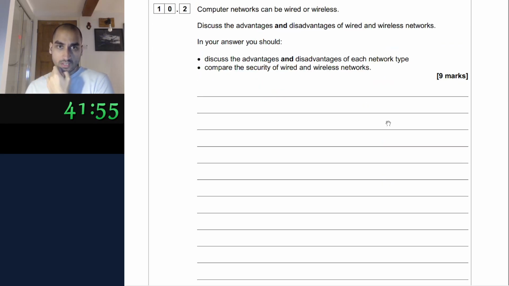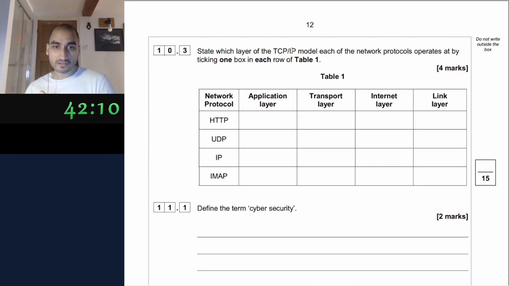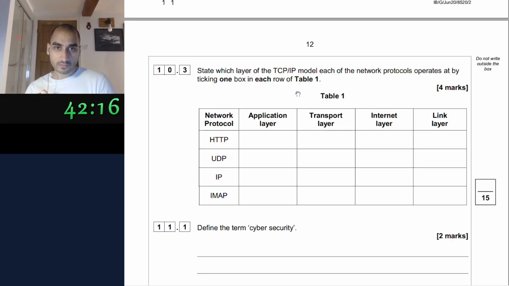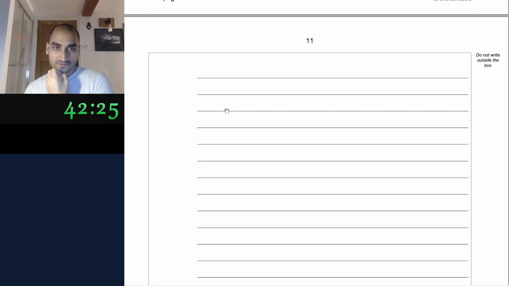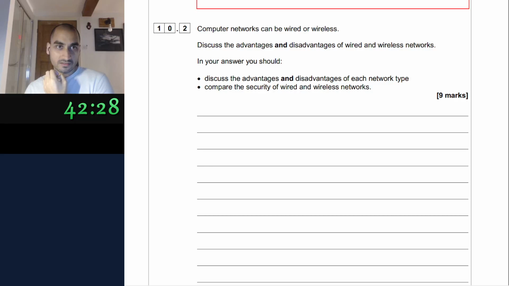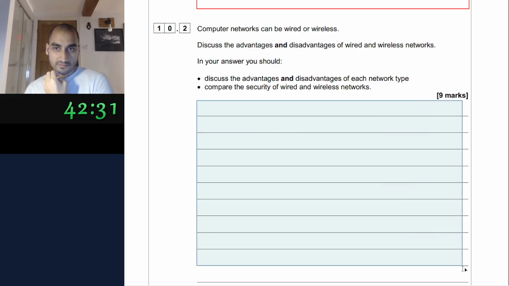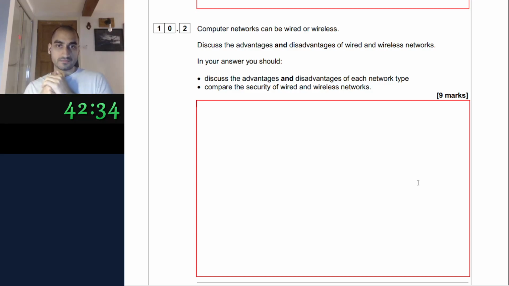2 marks. Computer networks can be wired or wireless. Discuss the advantages and disadvantages of wired and wireless networks. 9 marks. What is this? I don't know this stuff. I should know this stuff, but I don't. Oh my god. Alright. I can't even think of 9 things to talk about.